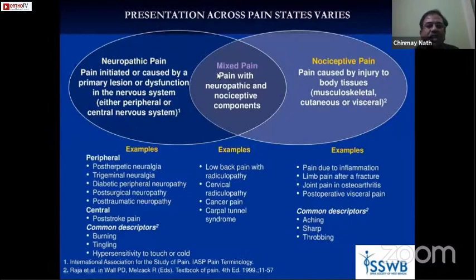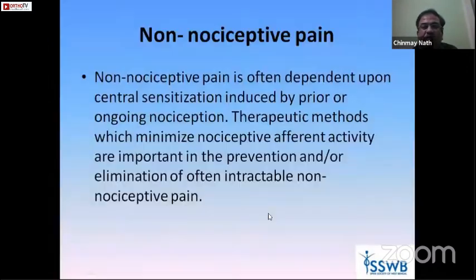There is a certain situation in which neuropathic pain and nociceptive pain overlap. It is called mixed pain syndrome, which has neuropathic as well as nociceptive characteristics. Examples are low back pain with radiculopathy, cervical radiculopathy, cancer pain, carpal tunnel syndrome, etc. Non-nociceptive pain is often dependent upon the central sensitization induced by prior or ongoing nociception. Therapeutic methods which minimize the nociceptive afferent activity are important in the prevention or elimination of this type of pain.